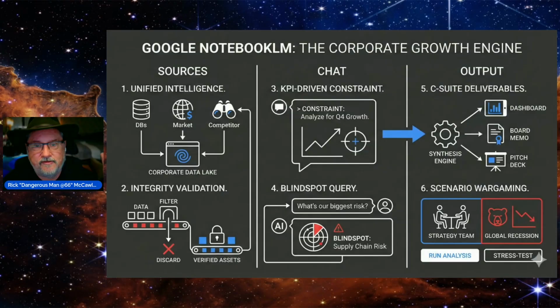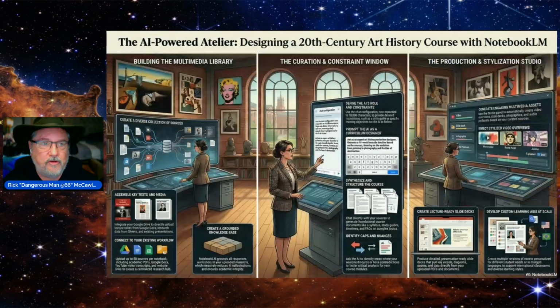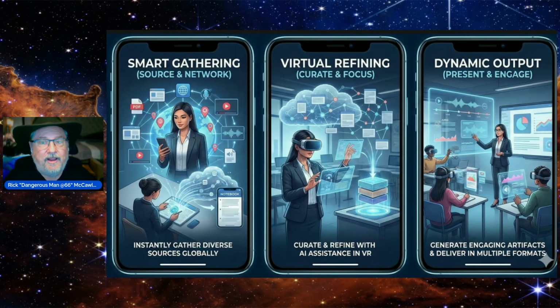So this is not stylized. That's way too much information. There's a simplicity. This talks about that capability. And then here's what it really breaks down to. Gather smart information. Instantly gather diverse sources globally. Go wide. Focus and refine in the middle section by having conversations with Google Gemini built into Notebook LM in that mid-section. Curate and refine it with AI assistance.